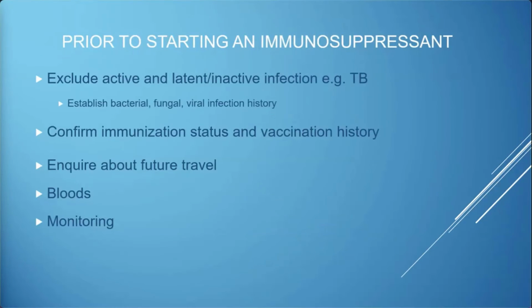Prior to starting immunosuppressant therapy, it's important to exclude active and latent infection for TB, confirm immunization status and vaccination history. It is important to inquire about future travel. With traveling opening up worldwide, there may be a possibility for a live vaccine needed in certain countries. Bloods, we do full blood count, renal, liver, bone and C-reactive protein, and then monitoring of bloods. We do weekly for 4 weeks, monthly for 3 months, and then 3 monthly thereafter.